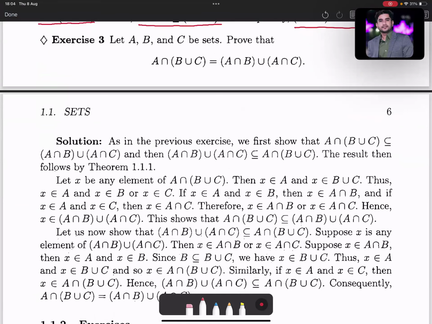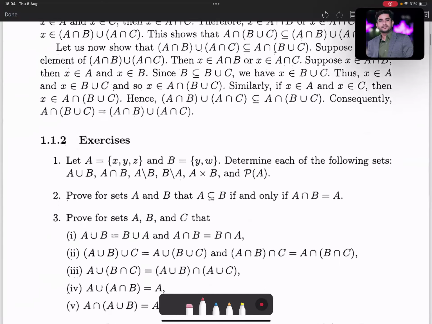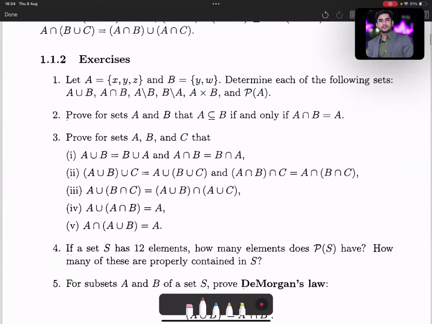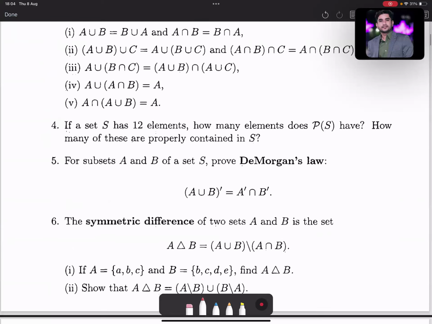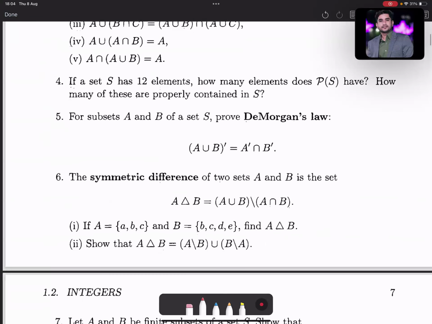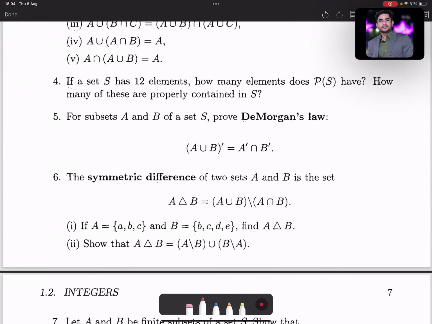Exercise 3 shows the union and intersection of three sets. It's simple, we will do that. And this is the exercise. Problem 1 is very, very important. 2 is also important. 3 is also important. We have done one case of that. Using the same arguments, we can do the similar one.